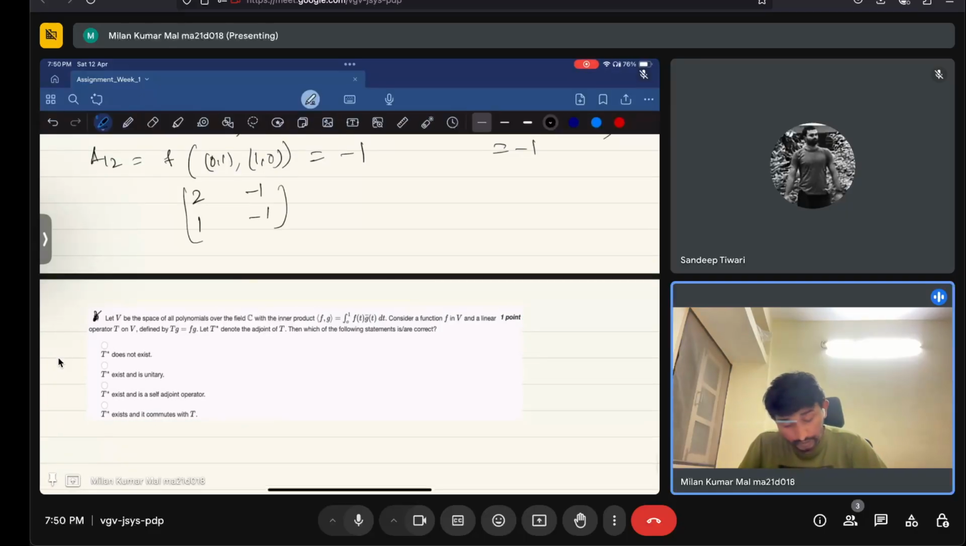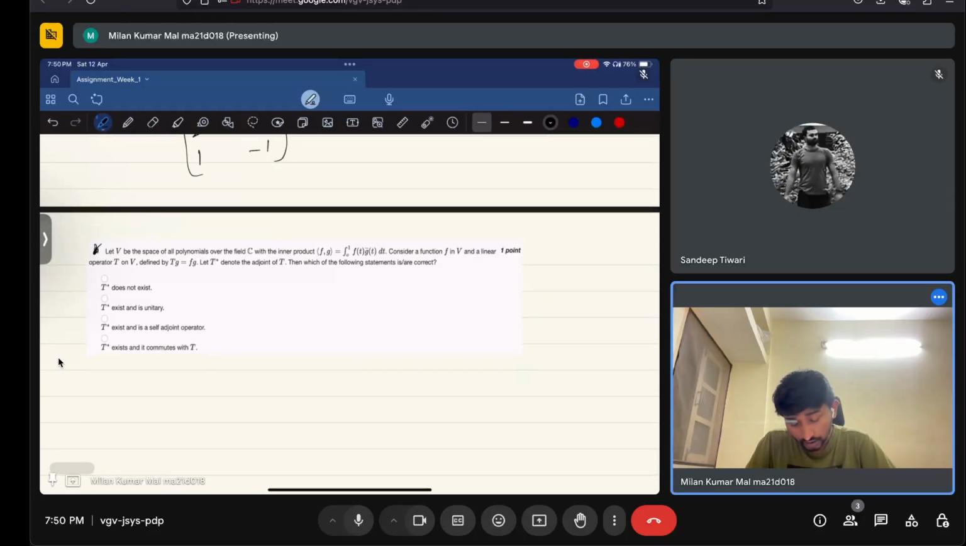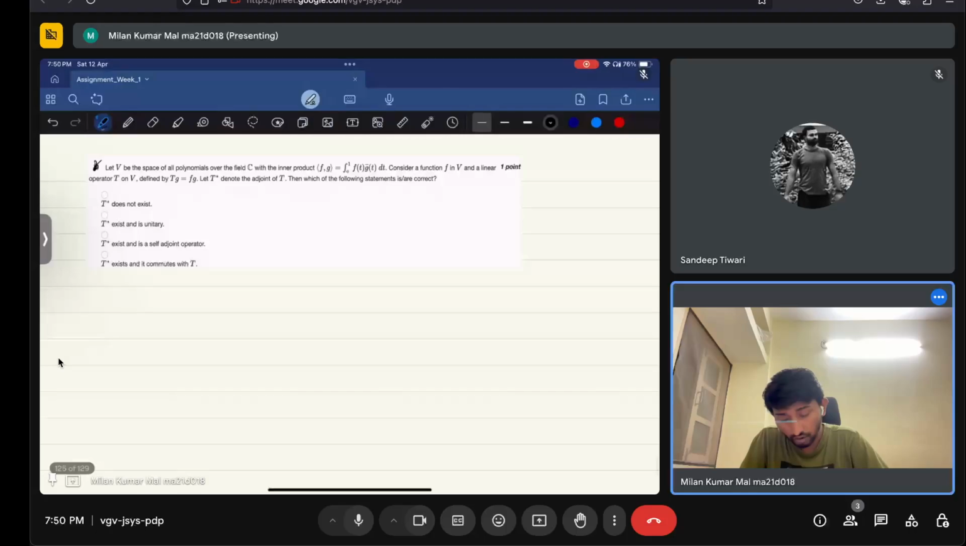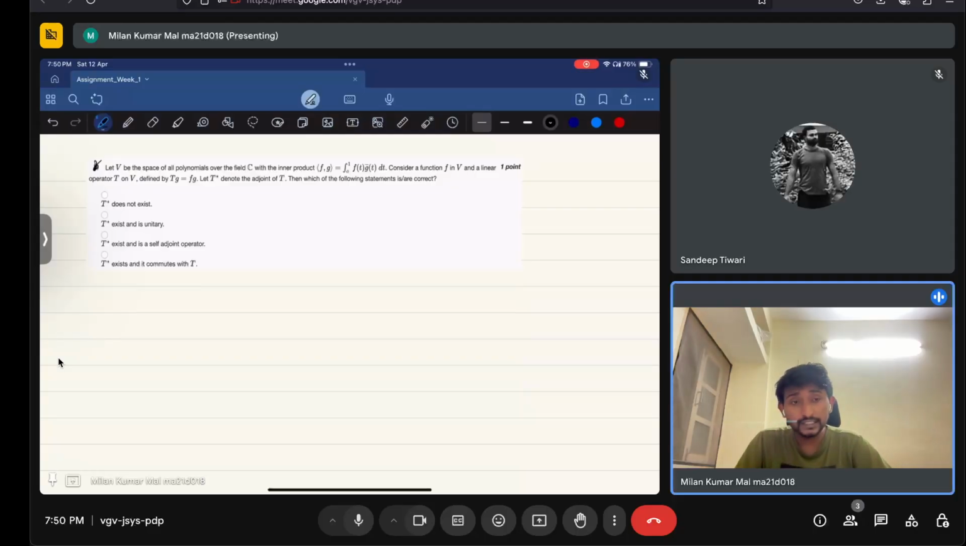What does it say? Let V be the space of all polynomials over the field with inner product. I think we have discussed this one. T g equals f g, and T star denotes the adjoint of T. Which of the following statements are correct? T star does not exist, or it does. You know that this is called a multiplication operator, and that is a very interesting operator.